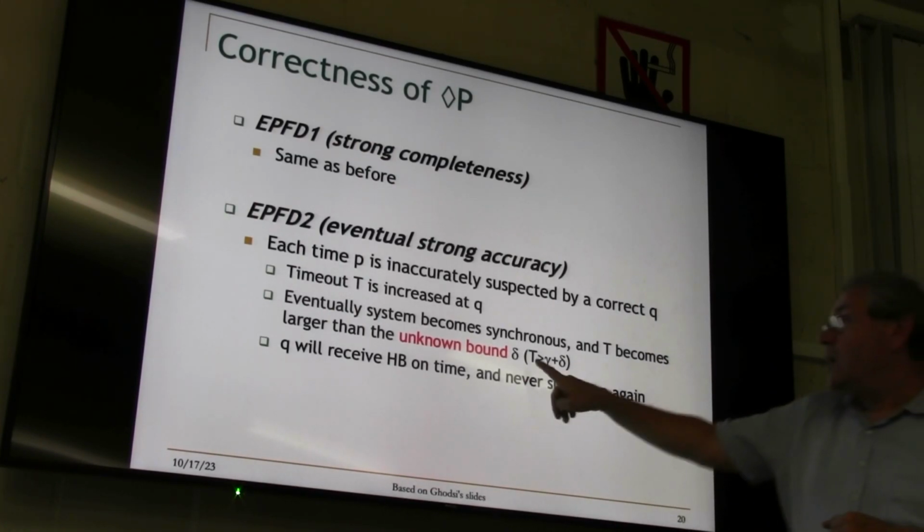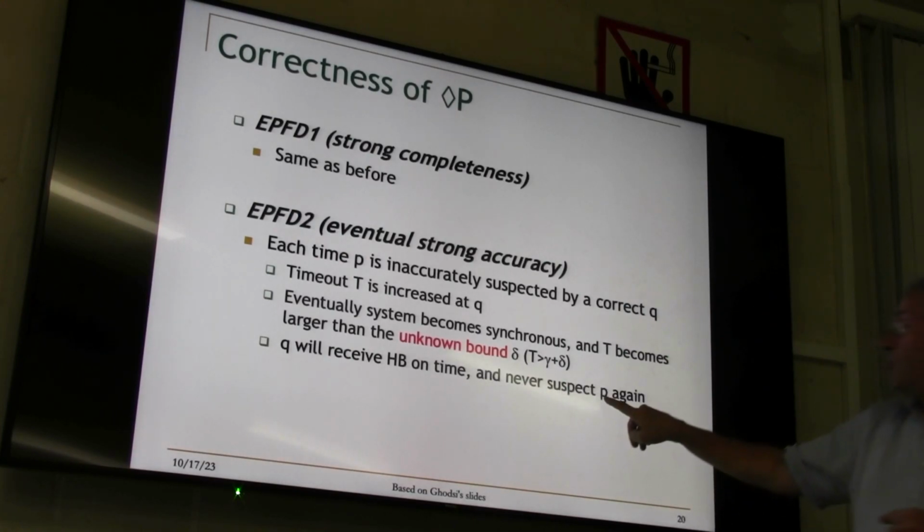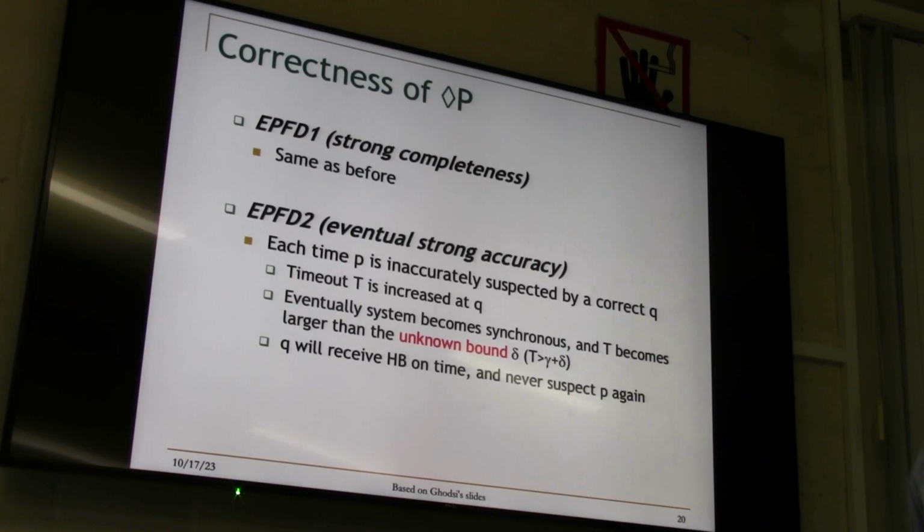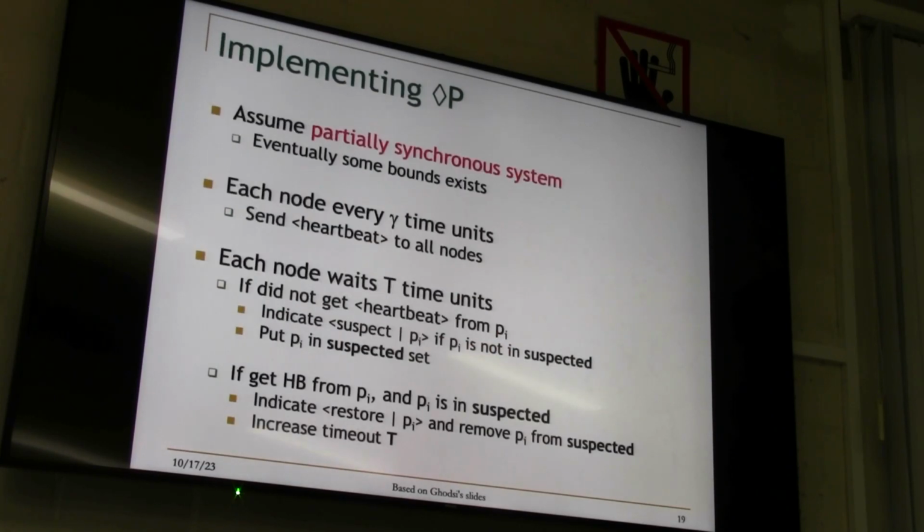And the point is, if P is correct, then Q will always receive the heartbeat, and it will no longer make any mistakes after that time. You see that? So this algorithm works for a partially synchronous system. You see how it's working, huh?